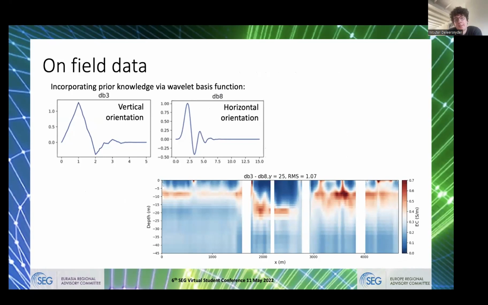And it would make sense in a salinization context to use a relatively sharp transition along the vertical orientation, for example, DBC3, and to use a relatively smooth transition in the horizontal orientation. And that's what we have done. And then we get an inversion model, which is at least acceptable. And it also fits the data. But we want to take it one step further and validate that result.